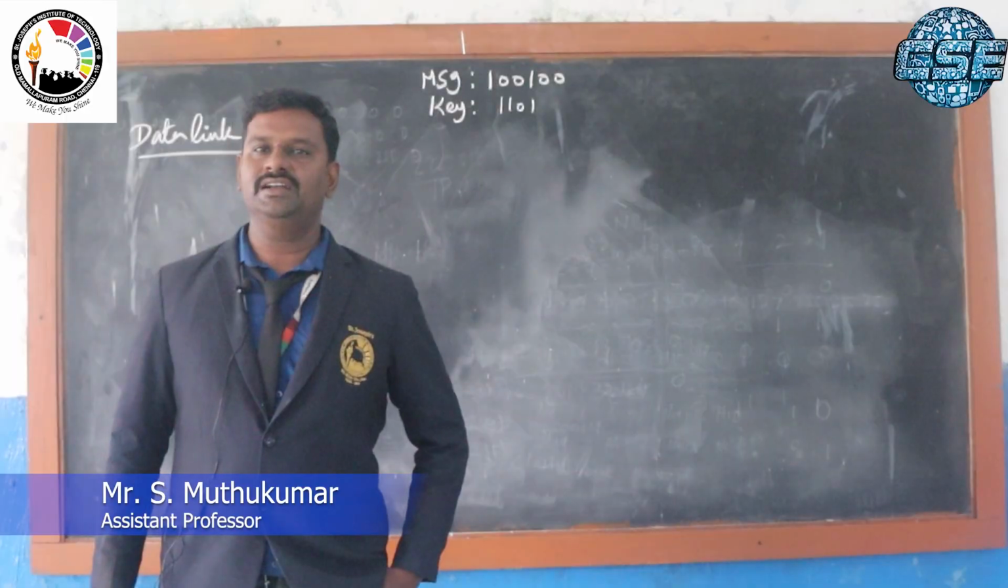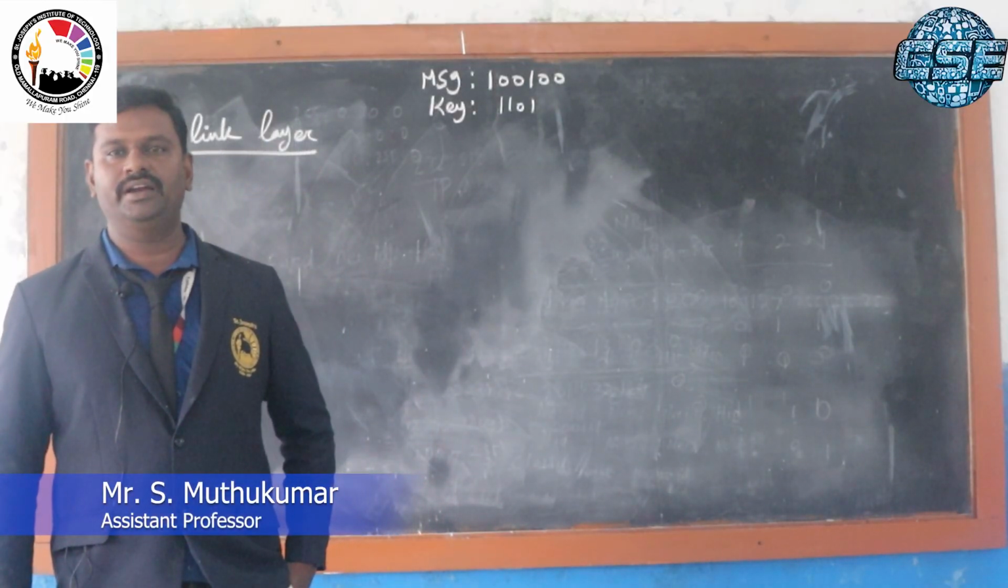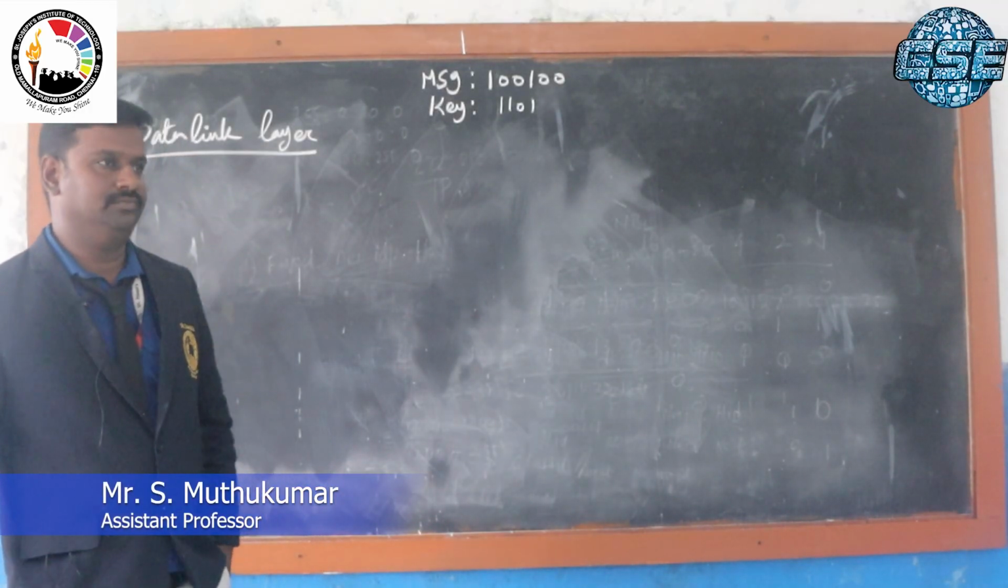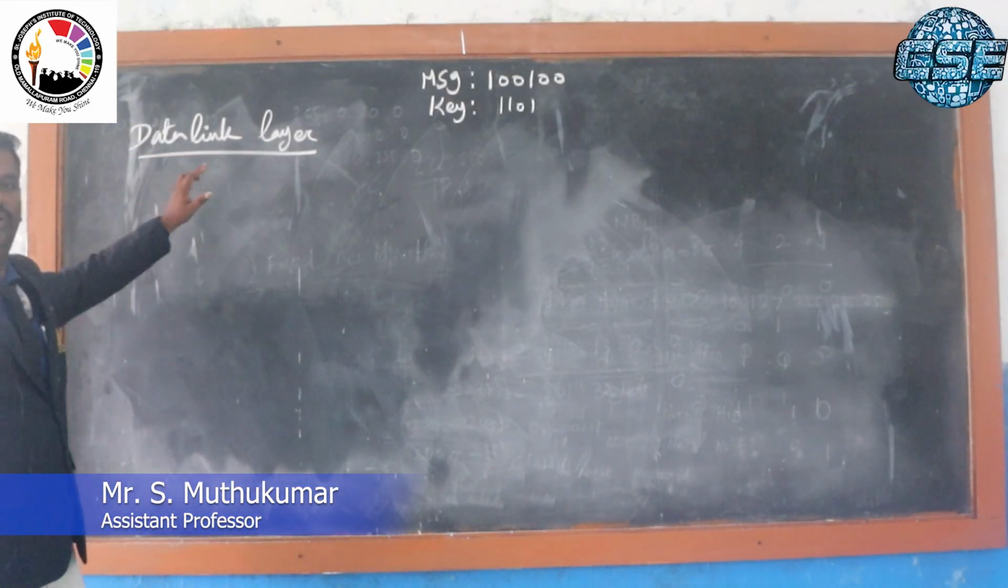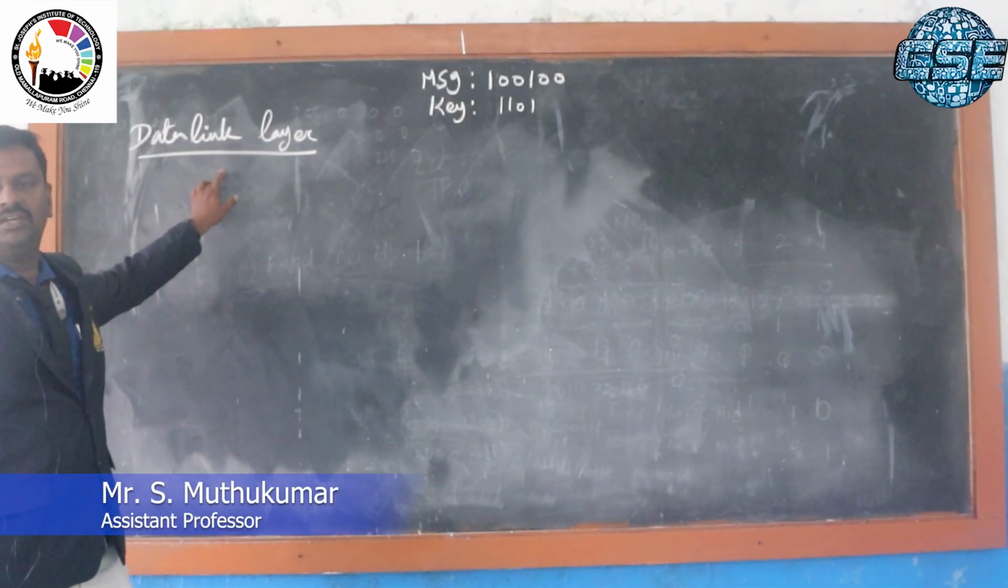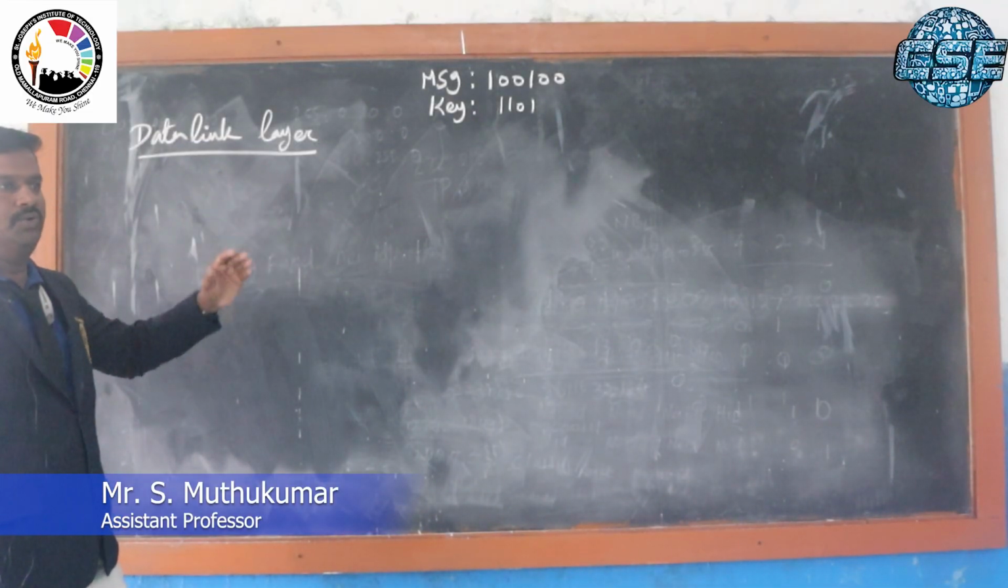In the previous session, we discussed the basics of the data link layer. Today, we are going to discuss the main functionalities of the data link layer. We already know that the main purpose of the data link layer is node-to-node delivery.